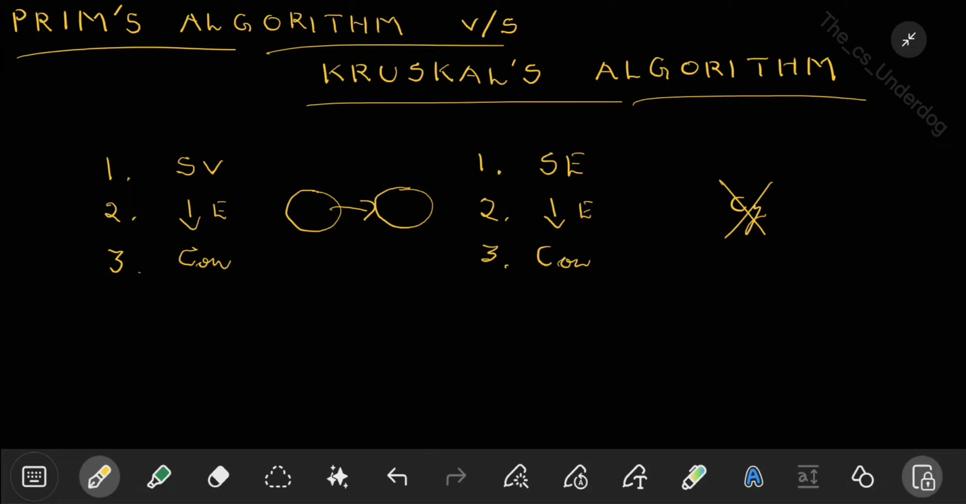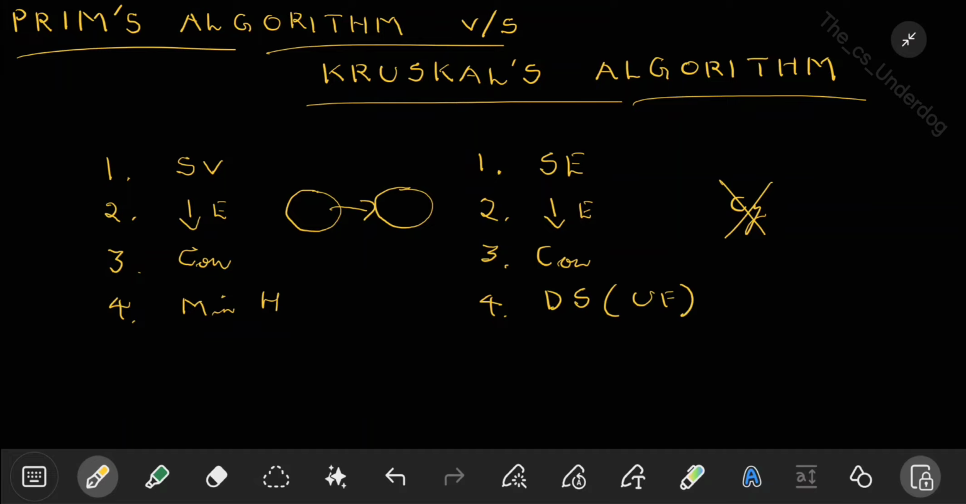This is the difference. Then, what about the data structures used? In case of Prim's algorithm, you can use min heap data structure. Why are you using this? In order to detect whichever is the minimum weighted edge that is crossing the cut. And in case of Kruskal's algorithm, we use disjoint set data structure. It is also called union find data structure.